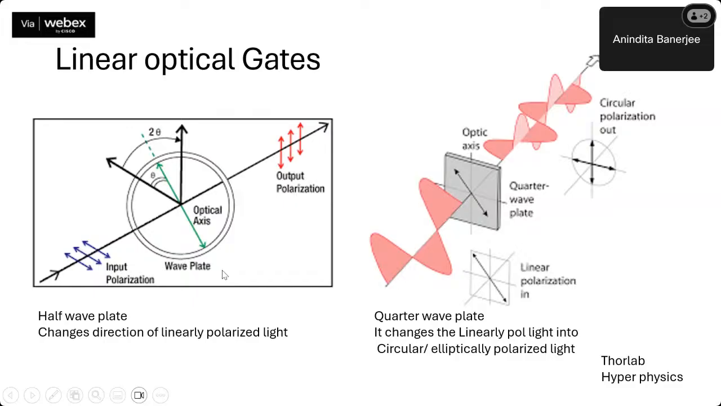I can also use it, say, if I have 22.5 degrees at theta, then it will be 45 degrees. So I can create diagonal states also using this. Then we have a quarter wave plate, which is also used to change the light from linearly polarized to circular or elliptically polarized light. So now I can have horizontal, vertical, 45 degree, 135 degree, right circular, left circular.